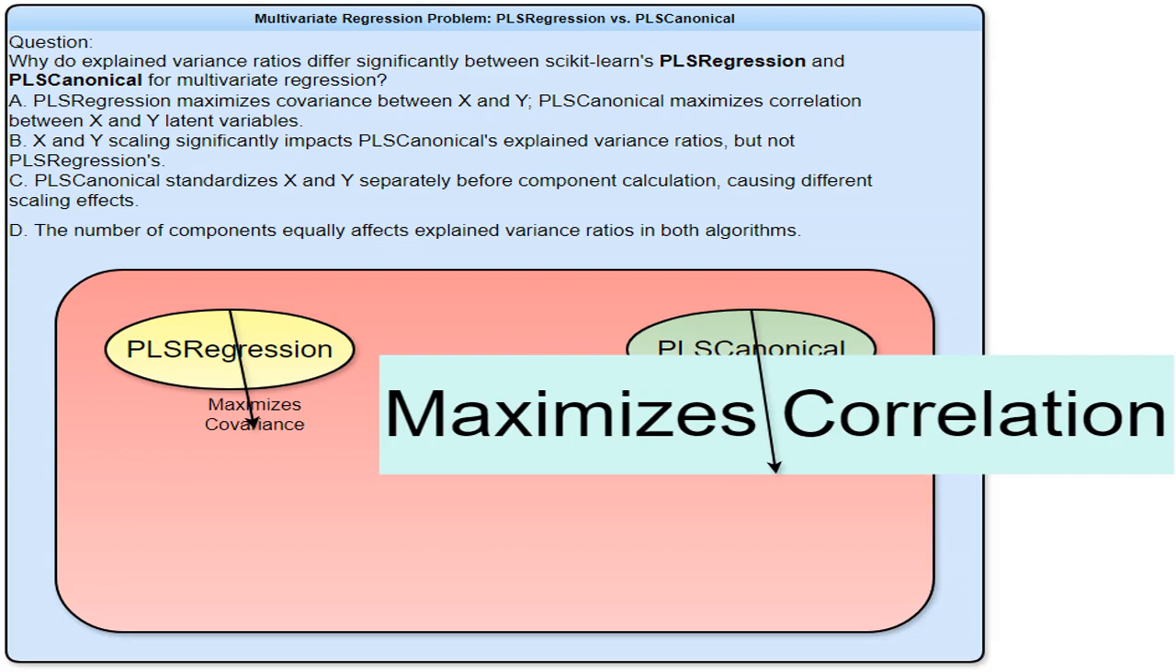This explains PLSCanonical's approach. I'm maximizing the correlation, which shows the relationship between variables. Unlike covariance, it's more concerned with whether they move in the same or opposite directions. Crucially, correlation is highly sensitive to variable scaling. I'm keenly affected by the size of the numbers.